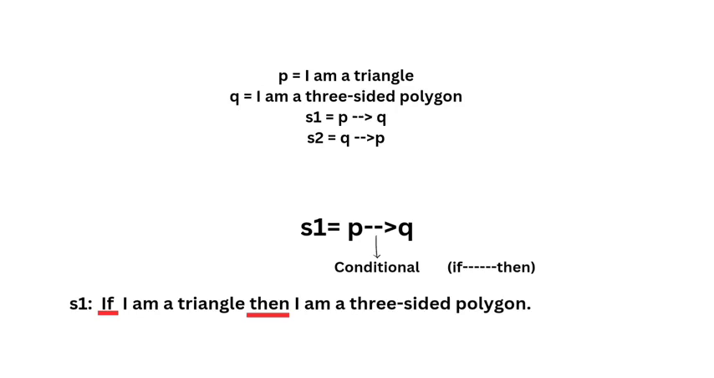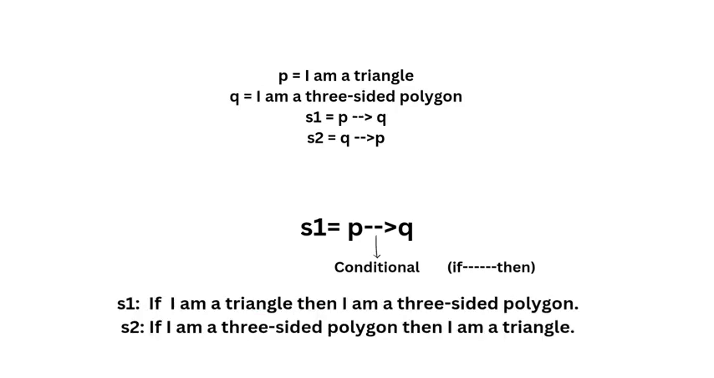Now come on, guess what the sentence for S2 will be using the same rule. The sentence for S2 will be: if I am a three-sided polygon, then I am a triangle. S2 states that the propositional logic for S2 is Q implies P, so we are going to write it in the form of if Q then P.